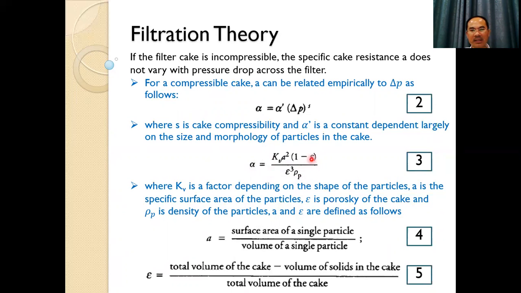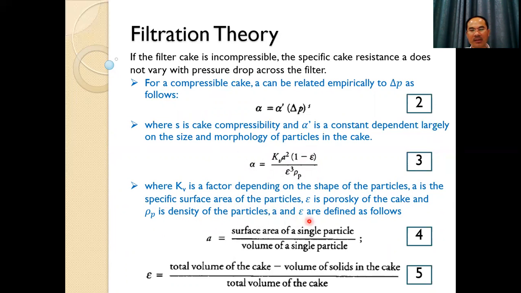What is A? What is kV? What is epsilon? kV is the shape factor, the factor that depends on the particle. A is the specific surface area of the particle, and epsilon is the porosity of the cake. Rho p is the density of the particle.